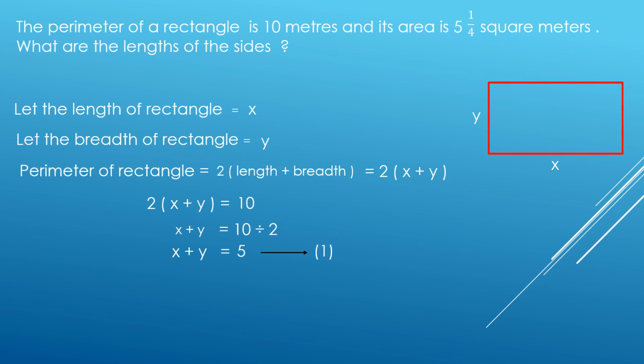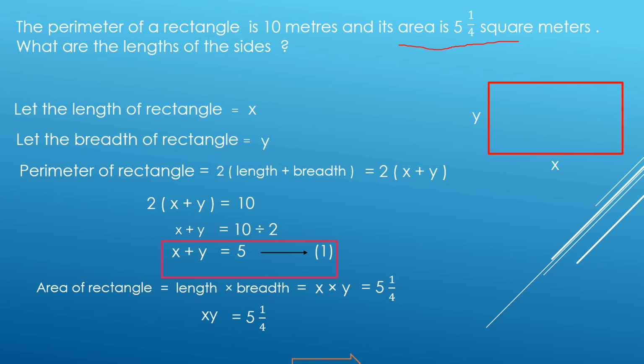Okay. Now, what is the second statement says? Its area is 5 1 by 4 square meters. Isn't it? So now tell me the next one. Area of rectangle equal to length into breadth. Correct. That is x into y because length is x and breadth is y. And that is 5 1 by 4. Good. So we got xy equal to 5 1 by 4. Isn't it? So what is 5 1 by 4? Good. It's 21 by 4. Do you have doubt? We have multiplied 5 into 4 and then added with 1. Then we get 21 by 4. Okay. So we call this as equation number 2.